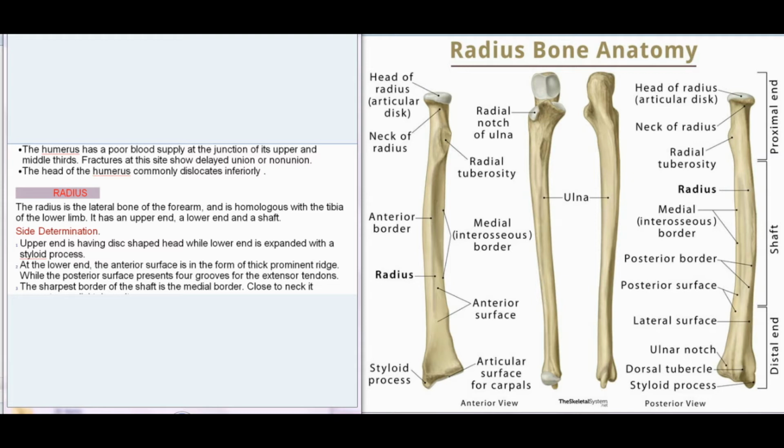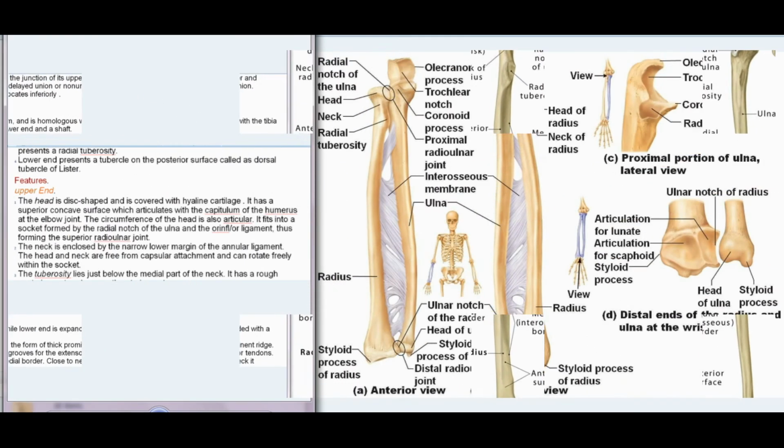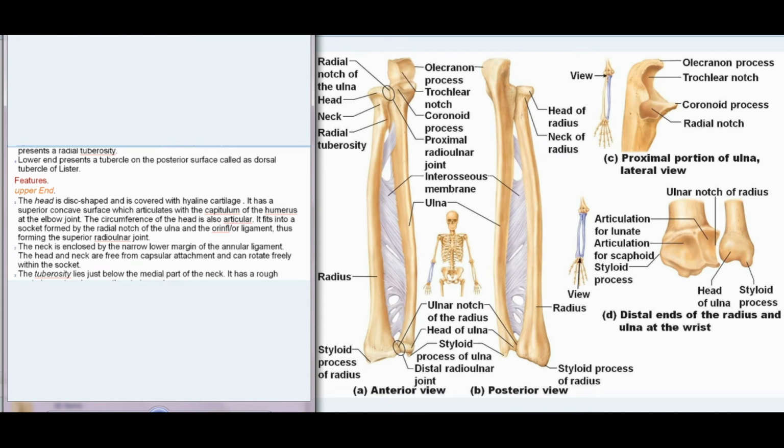Side determination. 1. The upper end has a disc-shaped head while the lower end is expanded with a styloid process. 2. At the lower end, the anterior surface is in the form of a thick prominent ridge, while the posterior surface presents 4 grooves for the extensor tendons. 3. The sharpest border of the shaft is the medial border. Close to the neck it presents a radial tuberosity. 4. The lower end presents a tubercle on the posterior surface called the dorsal tubercle of Lister.